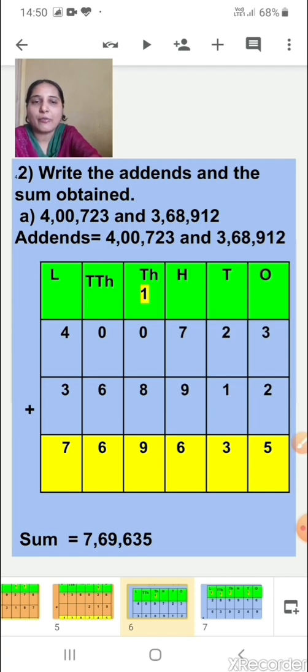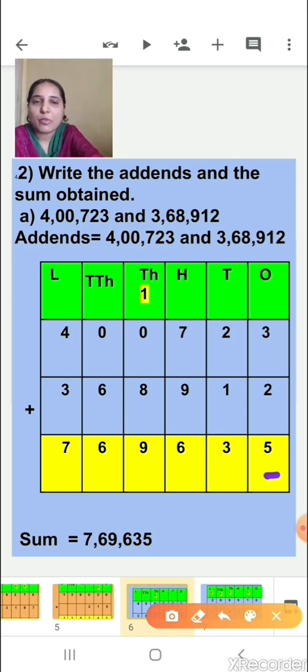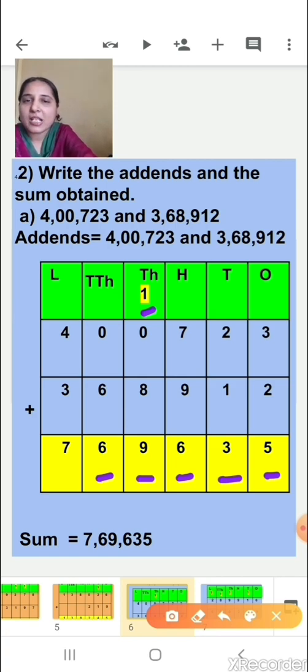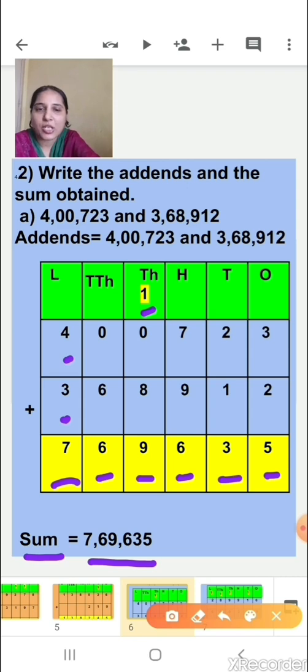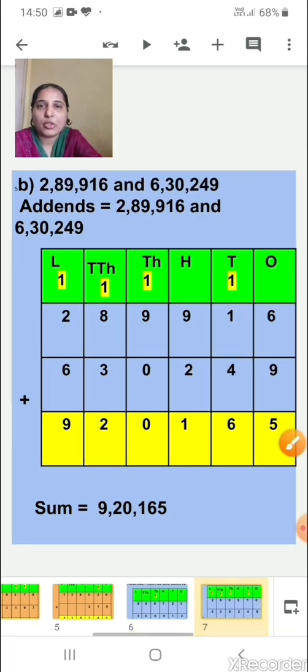So we will start with ones. So 3 plus 2, here we will get 5. Then let's move to tens place now. 2 plus 1, 3. 7 plus 9, 16. So 6 we will write here and 1 will be carried over to the thousands place. Now 1 plus 0 plus 8, 9. Now let's move to 10,000 place. So 0 plus 6, 6. And at the lakhs place, 4 plus 3 is equal to 7. So what will be the sum obtained? You have to write like this. Sum is equal to 7,69,635. Okay. Now let's move to the next one.